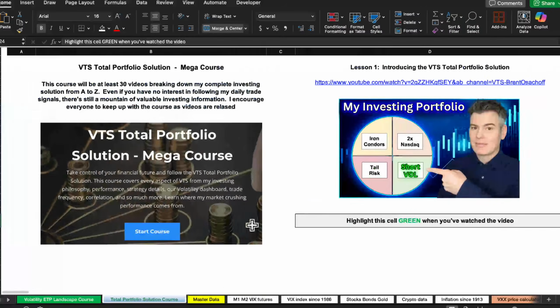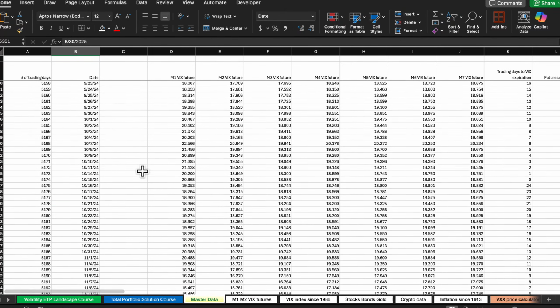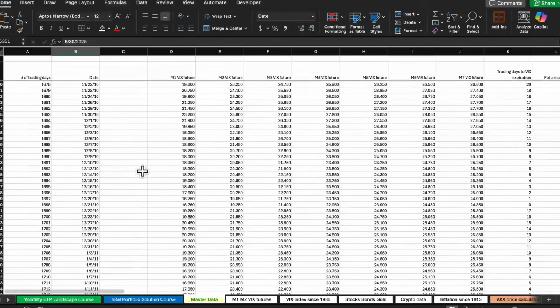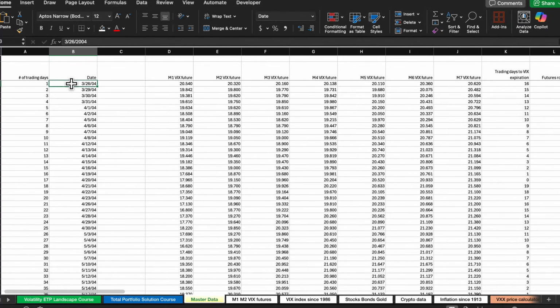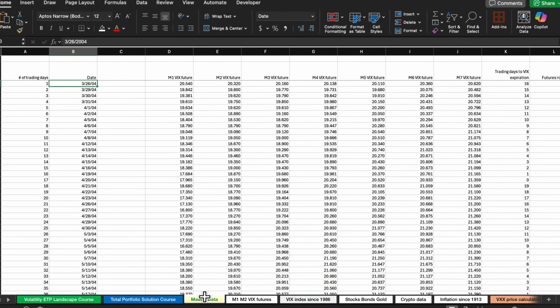So that's that course. But essentially, here we are inside the spreadsheet. This is data updated through June 2025, and this, of course, goes back all the way to March 26, 2004. The reason it goes back to this rather odd date is because that's when the VIX futures launched. So for me as a volatility trader, pretty much all of my data goes back to 2 dates. It goes back to either March 26, 2004, or there are times when I would go back to either 1986 or 1990, sort of back to the original days of the VIX index.